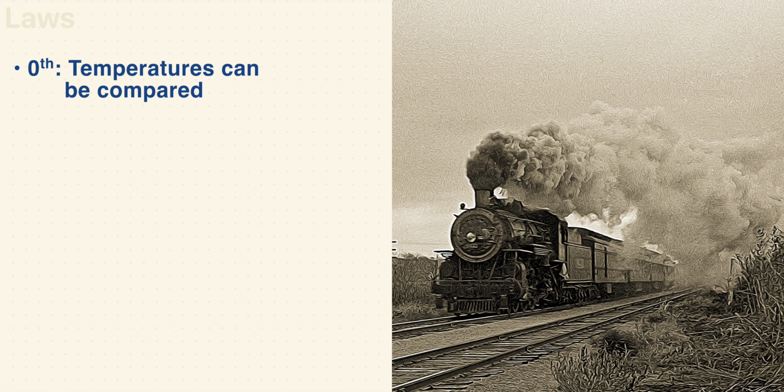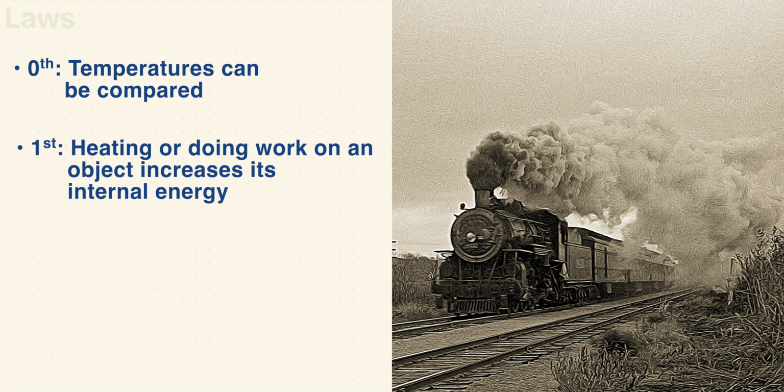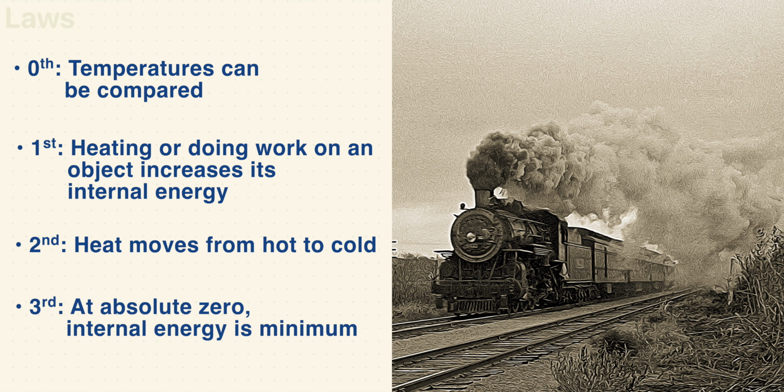And that's thermodynamics. 0th law, temperatures of different things can be compared. First law, if you heat an object or do work on it, it gains internal energy. Second law, heat moves from hot regions to cool regions. Third law, at absolute zero, energy is minimum. It seems simple, but since these laws are used to explain why anything happens in the whole universe, including locomotion of a steam engine, there's clearly complexity in how to use them.